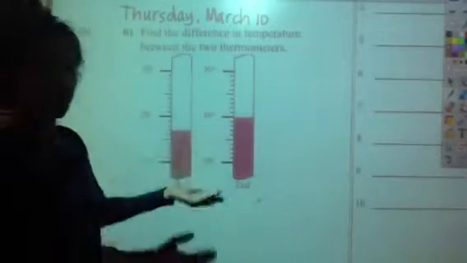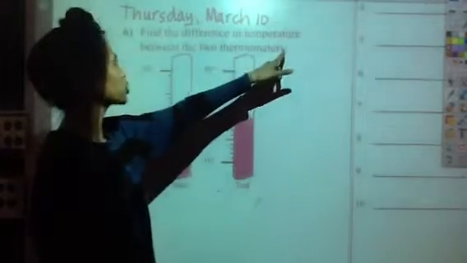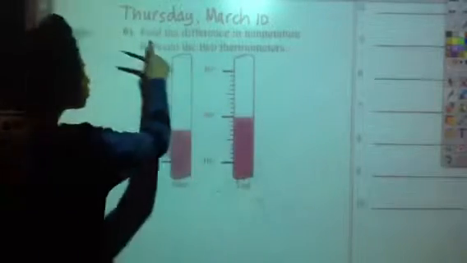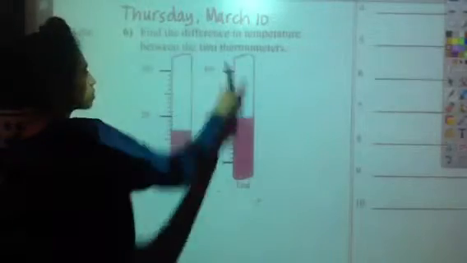All right, so read the directions with me. It says, find the difference in temperature between the two thermometers. Okay, read it again. Find the difference in temperature between the two thermometers.